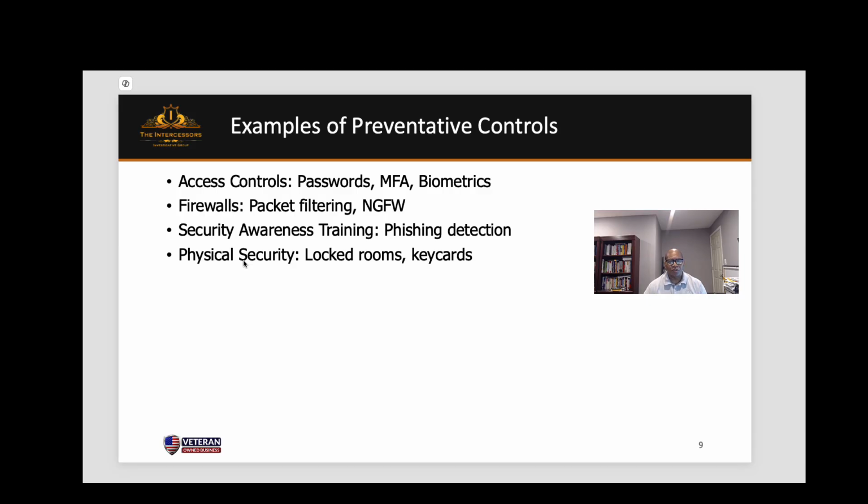And don't forget about physical security. You could have all the digital protections in place, but if someone walks into your server room and plugs in a malicious USB stick, it's game over. That's why key cards, locked rooms, and surveillance cameras are still vital. The goal with preventative controls is to block issues before they happen. It's proactive, it's strategic, and it's essential.